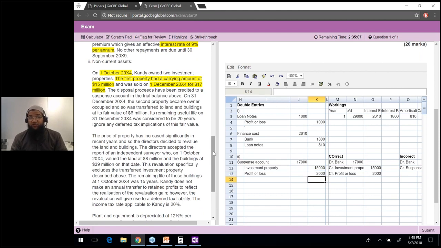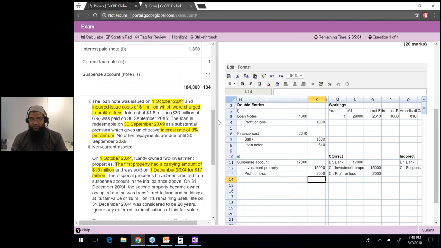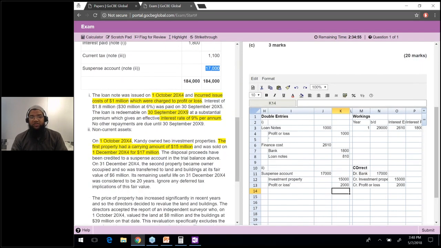Now let's see the amount of suspense account, if it is really 17,000 or something else. Okay, yes, the amount of suspense account is 17,000. So we have actually debited the suspense account and we have closed the suspense account. So now the error that was made in the question has been corrected.